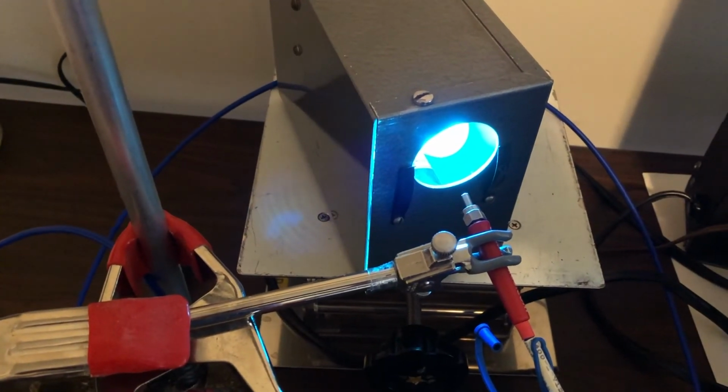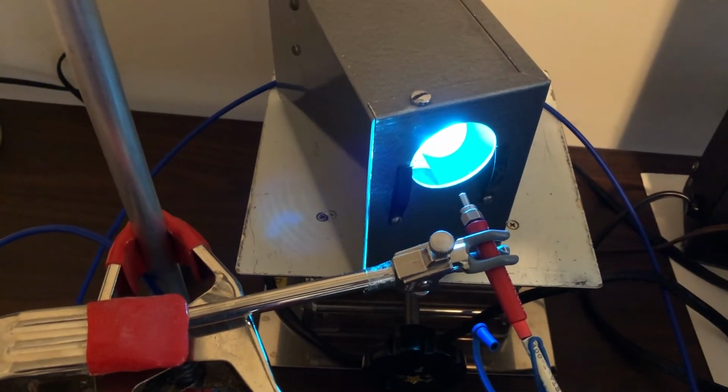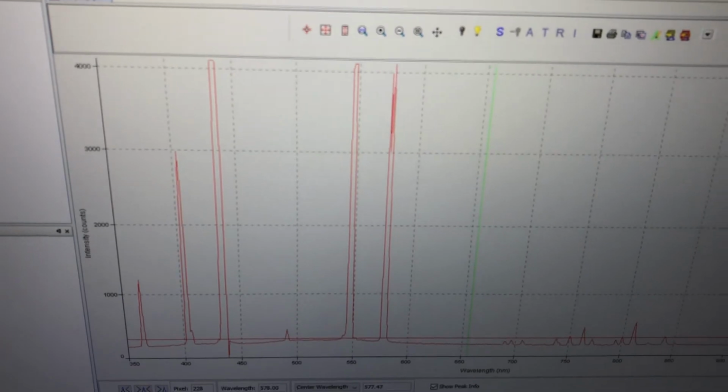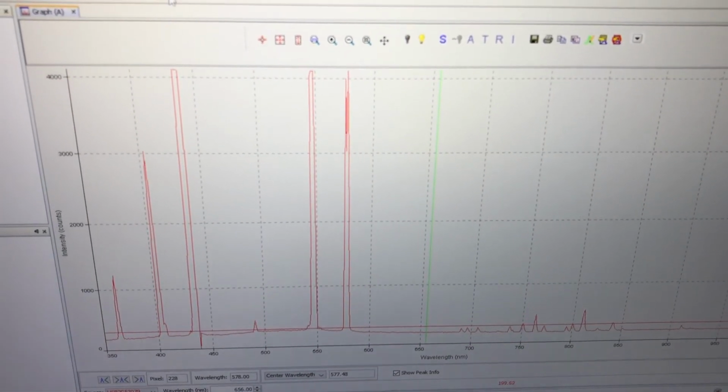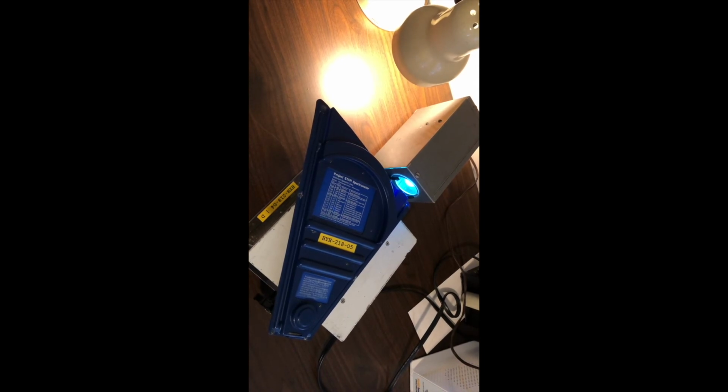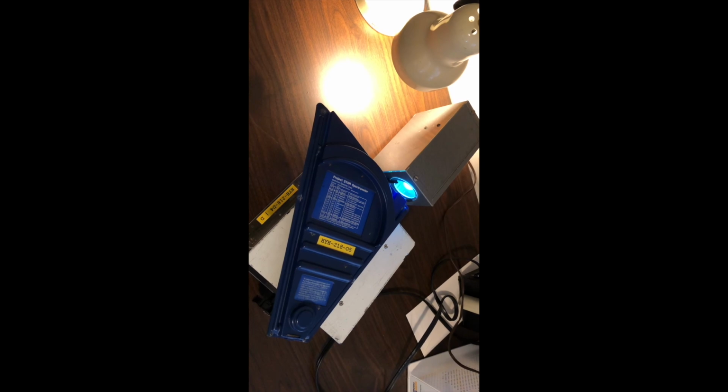The last kind of lamp that we'll take a spectrum of is the mercury lamp. So mercury also has a slightly more complicated spectrum than hydrogen. And here we have the Project STAR spectrometer set up to look at the spectrum of the mercury lamp.